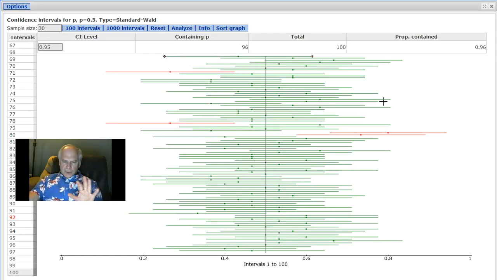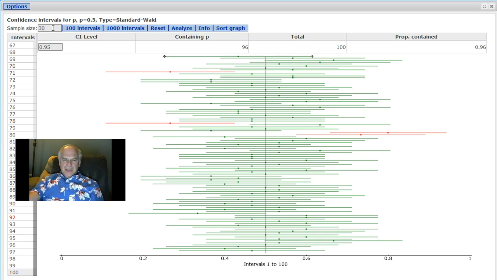So I've got what's called StatCrunch up on the screen now. And so this illustrates what I've been talking about. So suppose you create a lot of confidence intervals, and the true population proportion is 0.5. This is like flipping a coin. You would expect that 50% of the time, of the whole population of trials, you would get heads and 50% tails. So that's like your population proportion.